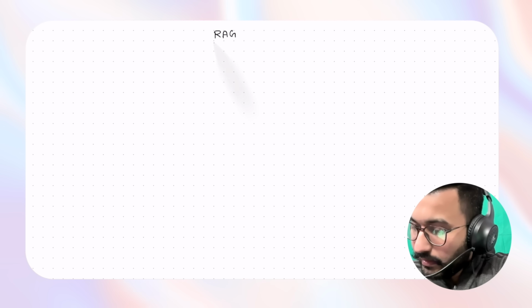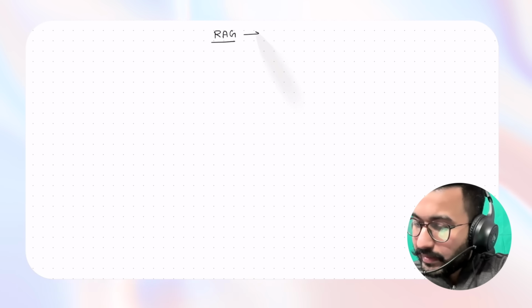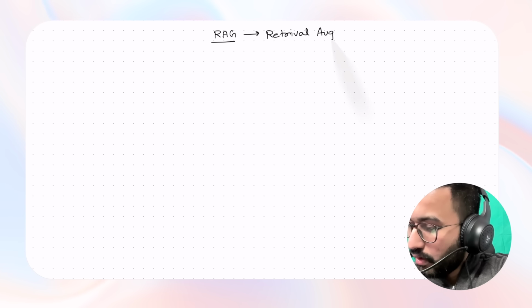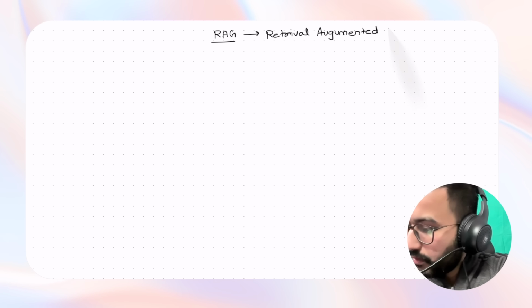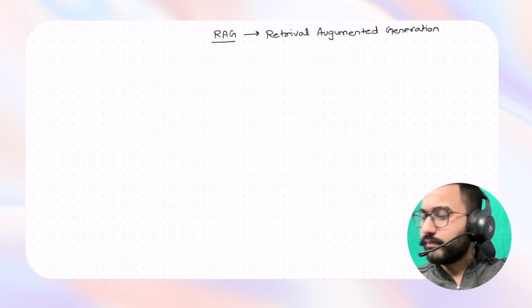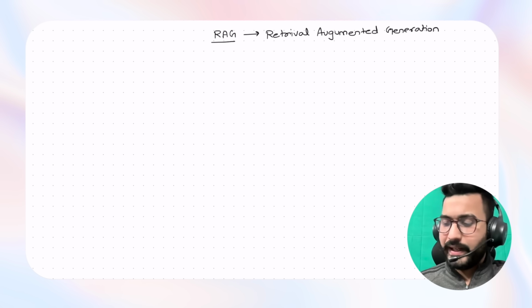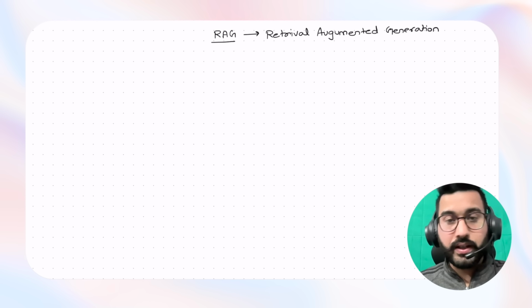So let's get started. Let's first talk about what exactly is RAG. RAG stands for Retrieval Augmented Generation.